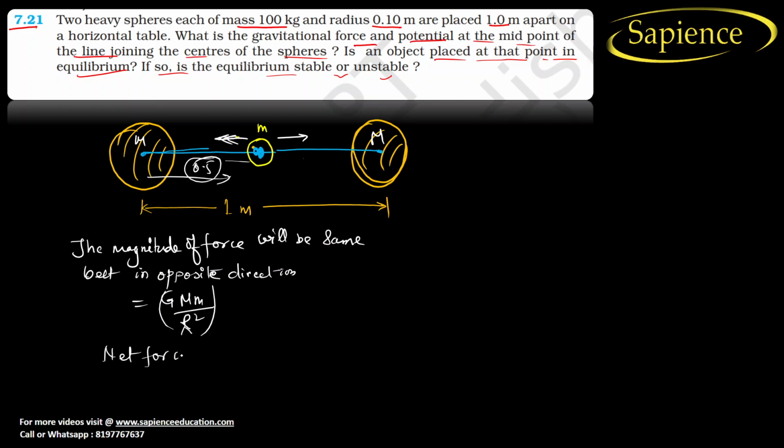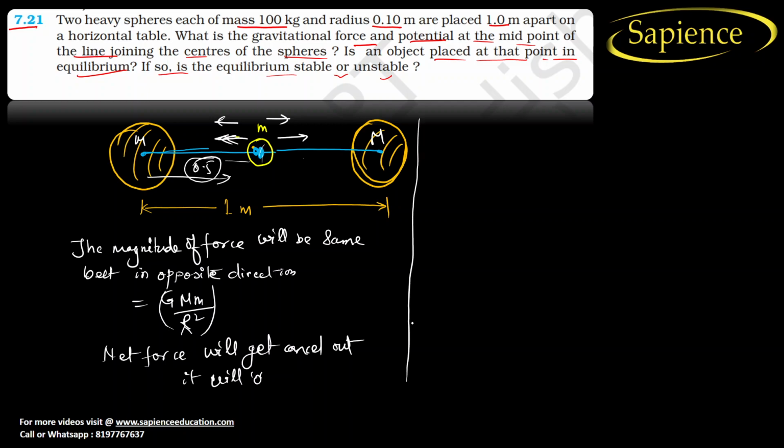The net force will cancel out, and it will be 0 only. Why? Because both forces are acting in equal and opposite directions and have the same magnitude, so they will cancel each other. So no force will act on this mass, right? Now there is another part. They have told us to find the potential at the midpoint.